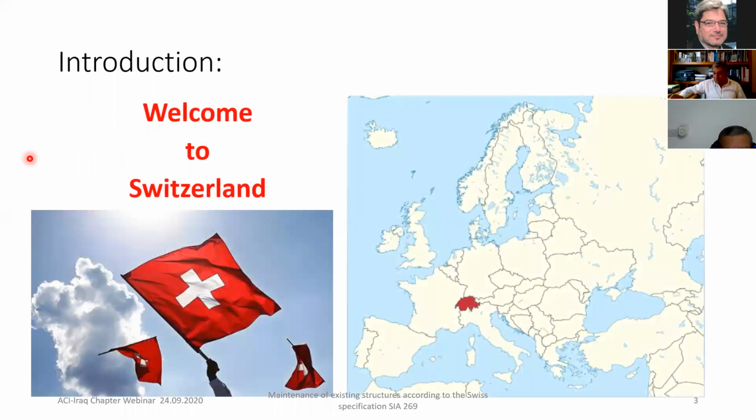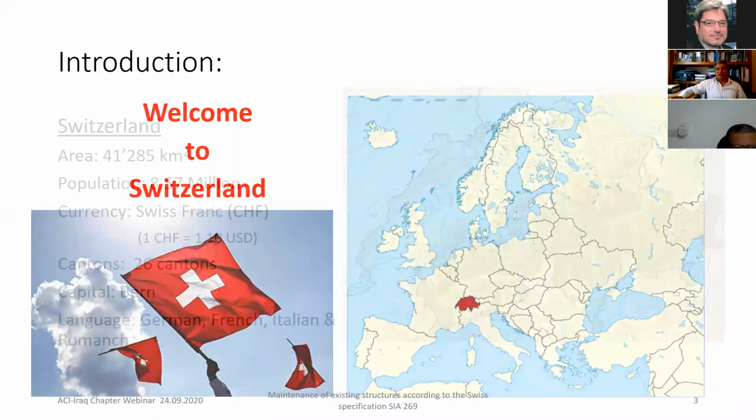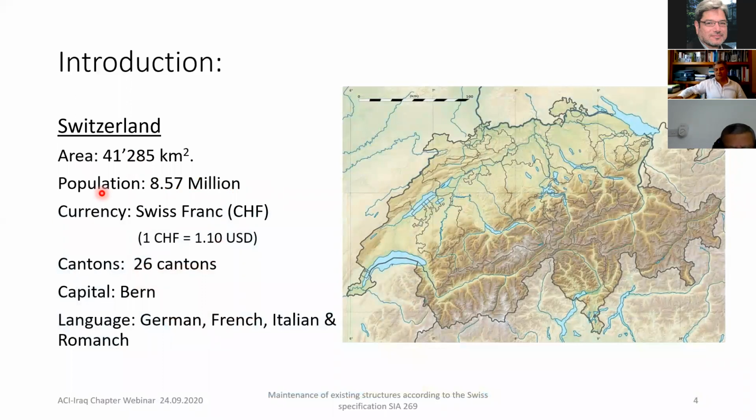So welcome to Switzerland. Switzerland is a small country in the middle of Europe. It's here. Switzerland has 41,000 square kilometers and about 8.5 million inhabitants. The most important thing is the currency is the Swiss franc, which is equal to $1.10. We have a confederation, a political form that governs 26 cantons.